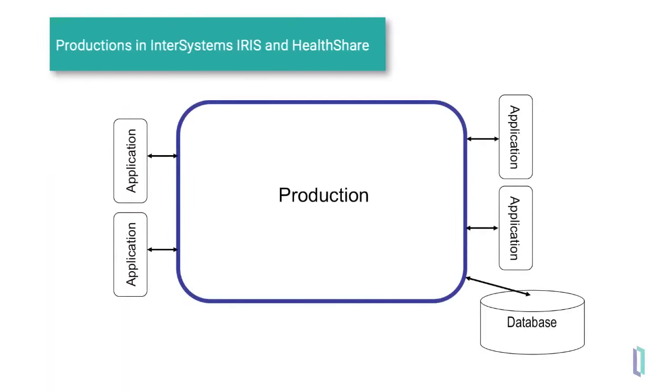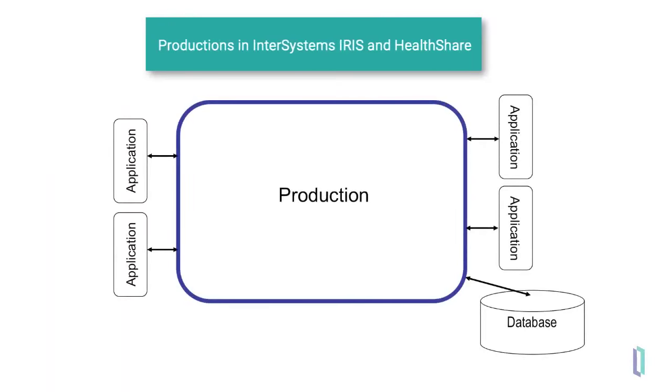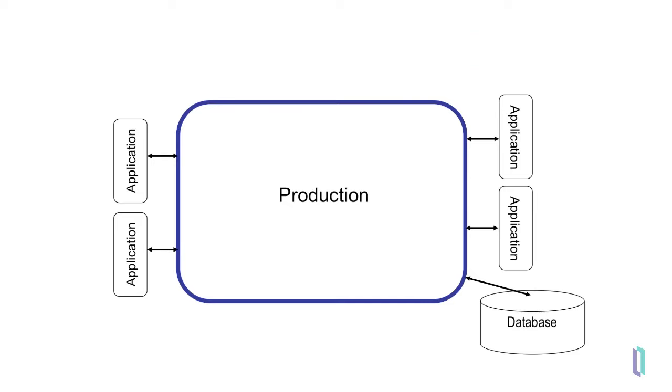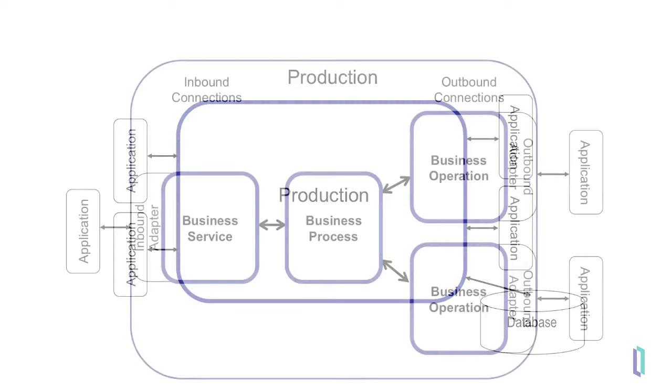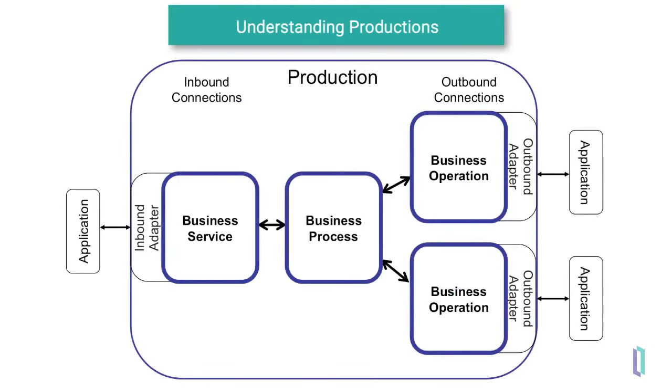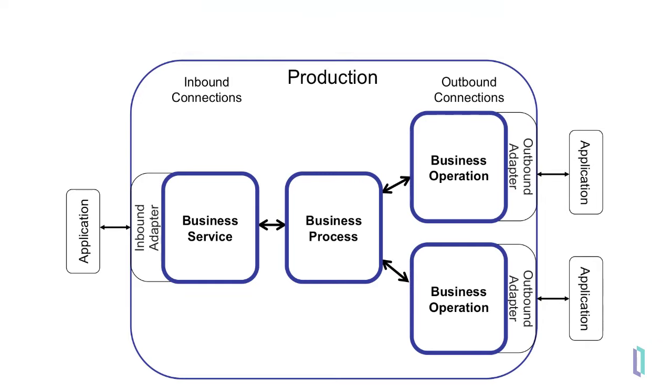An integration solution is known as a production. A production is designed to connect applications using a wide variety of technologies and protocols. A production is composed of the pieces that handle inbound and outbound connections, as well as the pieces that control the internal flow of information. These pieces are called business services, business processes, and business operations.